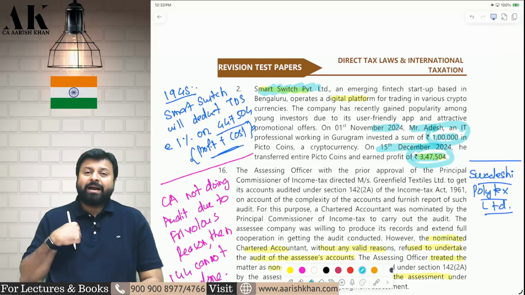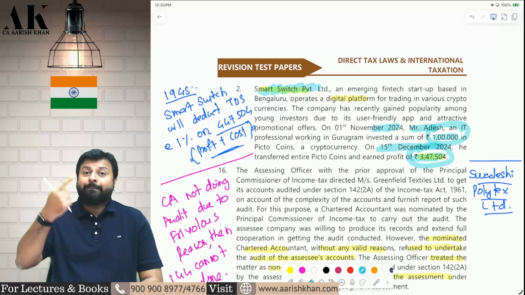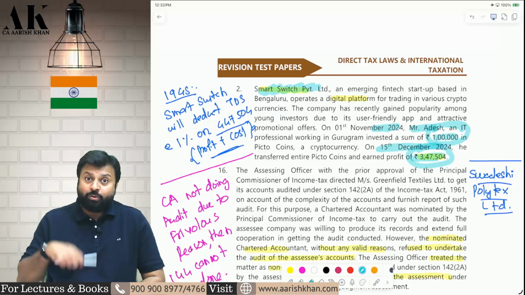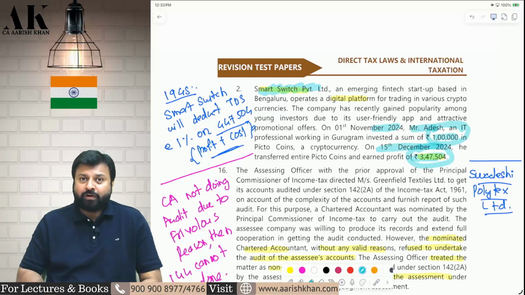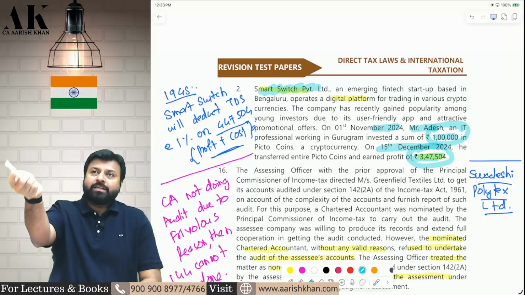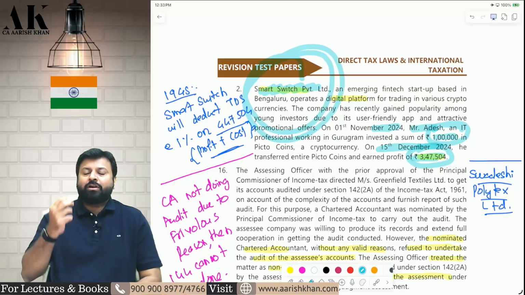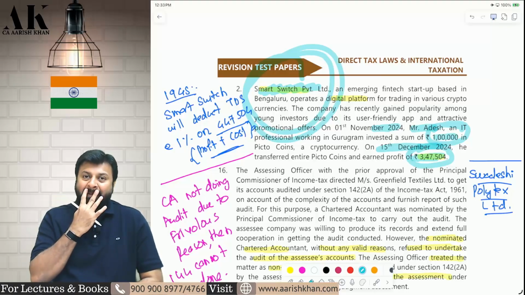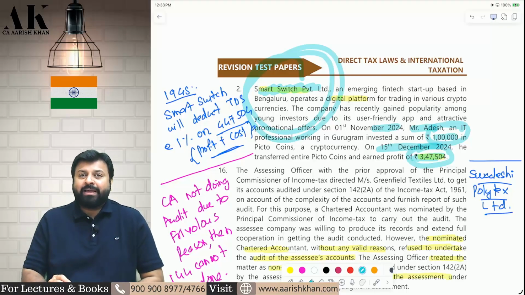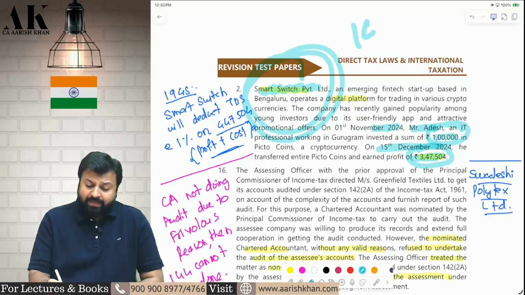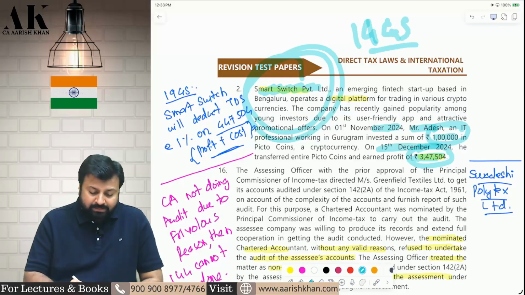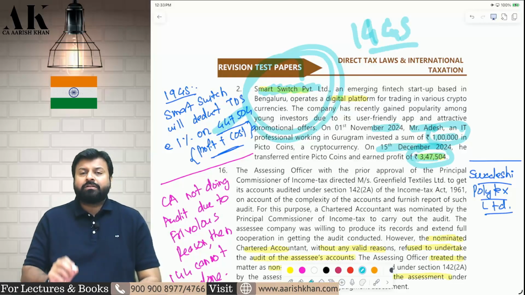So, I am buyer, you are seller. I am buying something from you for 447. You are selling something to me at 447, but I am buying through an exchange. You are also selling through the exchange. Who will deduct TDS? The TDS will be deducted by the exchange. I will not deduct. The buyer will not deduct. The TDS will be deducted by the exchange at the time of credit or payment, whichever is earlier, at the rate of 1% under 194S on the sale consideration. What is the sale consideration? The sale consideration is 447, not 347.